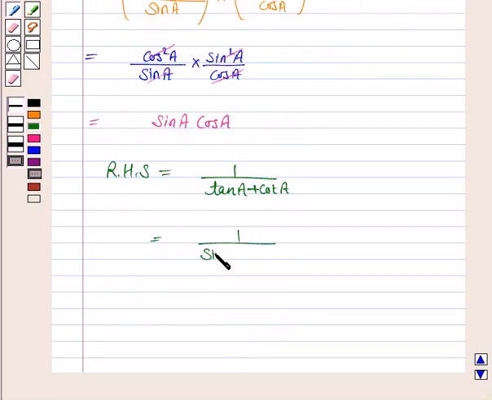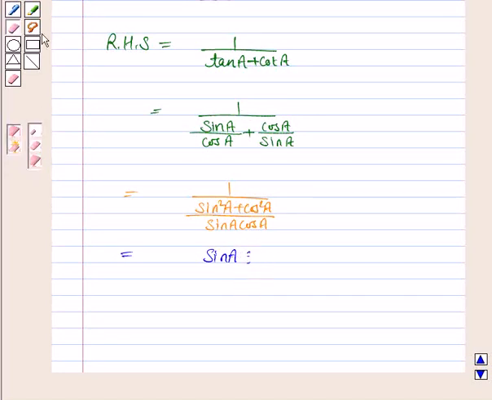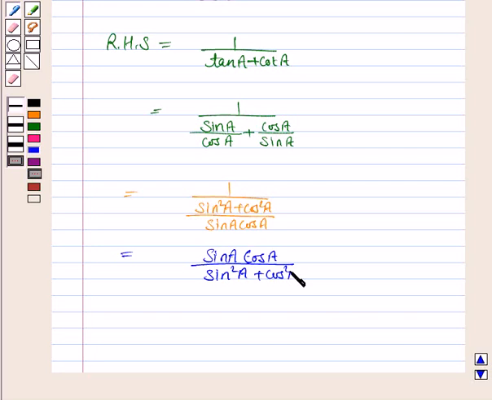Now tan A can be written as sin A upon cos A plus cot A can be written as cos A upon sin A. This again equal to, taking LCM, we have sin square A plus cos square A upon sin A into cos A. This further equal to sin A into cos A upon sin square A plus cos square A. Now we know that sin square A plus cos square A is 1. So we are left with sin A into cos A.